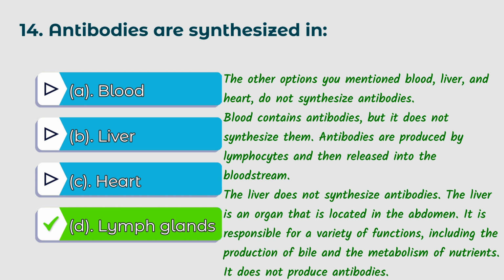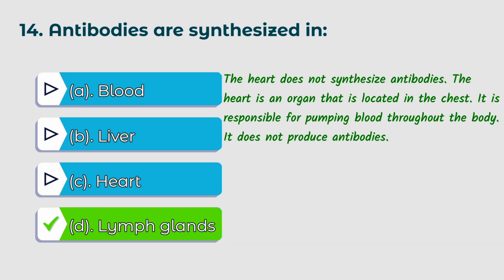The liver does not synthesize antibodies. The liver is an organ that is located in the abdomen. It is responsible for a variety of functions, including the production of bile and the metabolism of nutrients. It does not produce antibodies. The heart does not synthesize antibodies. The heart is an organ that is located in the chest. It is responsible for pumping blood throughout the body. It does not produce antibodies.